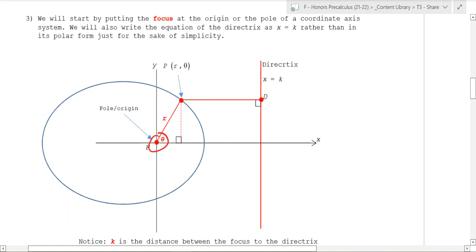And our directrix to simplify things is just going to be x equals k. That's going to be the vertical line. We're going to simplify things, and it helps us do some math, makes it a little bit easier to do, and we'll take whatever we can get.